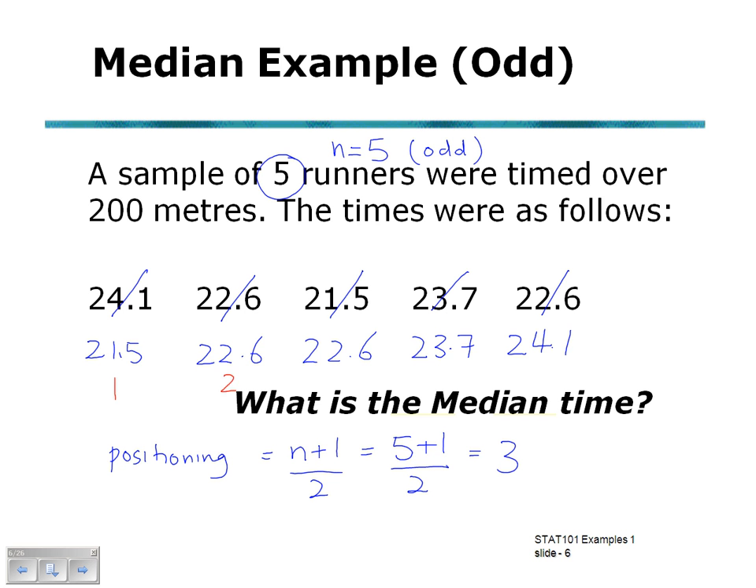So our third position, our third value, works out to be 22.6. The third value in the data set is a value of 22.6. So that is our median for this example.